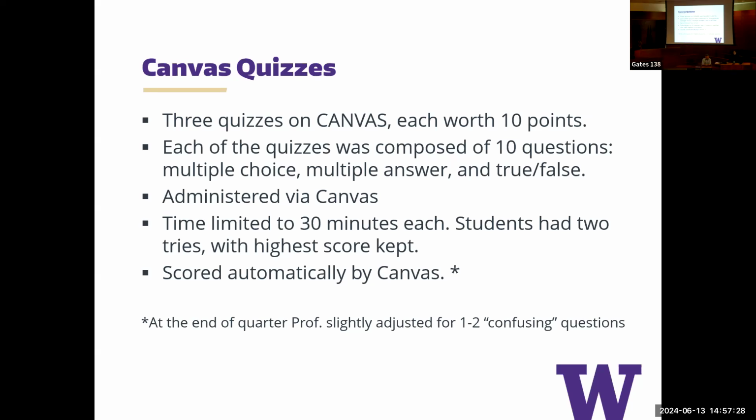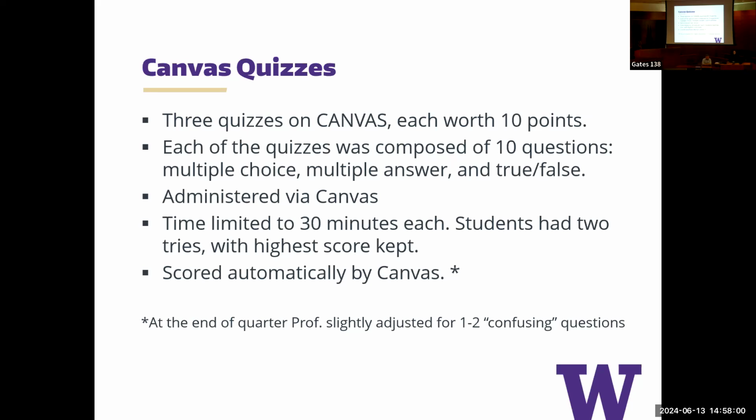Each quiz was time limited to 30 minutes. Students had 2 tries, and the highest score was kept. So it is technically summative, right? But it had some aspects which, at least in my eyes, are formative. I'm sure any educational professional is probably disagreeing with me. And in full disclosure, I did end up adjusting at the end of the quarter for 1 or 2 bad questions that confused more students, so I corrected those grades.